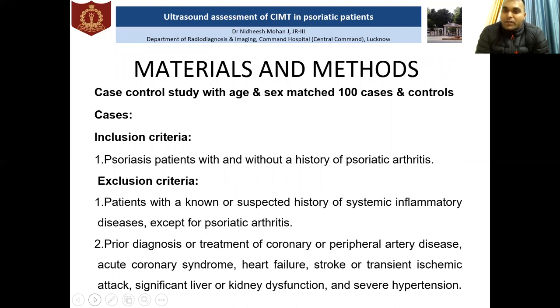A case control study was done using the technique described earlier for the measurement of CIMT using 100 age and sex matched cases and controls. For cases, the inclusion criteria was psoriasis patients with or without history of psoriatic arthritis. Exclusion criteria were patients with known or suspected history of systemic inflammatory diseases except for psoriatic arthritis. Prior diagnosis or treatment of coronary or peripheral arterial diseases, acute coronary syndrome, heart failure, stroke or transient ischemic attacks, significant liver or kidney dysfunction, and severe hypertension were also exclusion criteria.